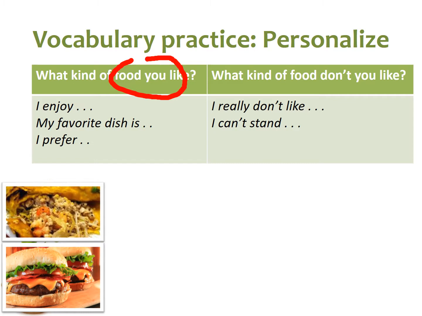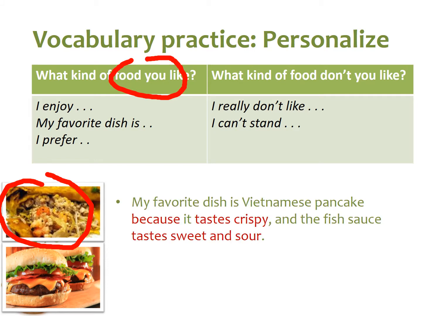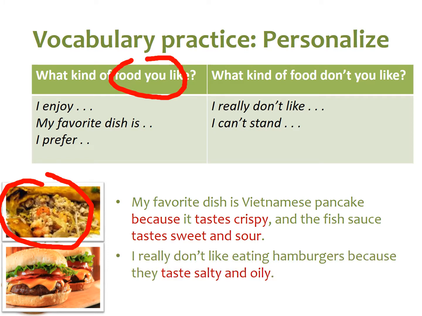I'm gonna go fast. You see here, Vietnamese crispy pancake or bánh xèo. My favorite dish is Vietnamese pancake because it tastes crispy and the fish sauce tastes sweet and sour. I really don't like eating hamburgers because they taste salty and oily.